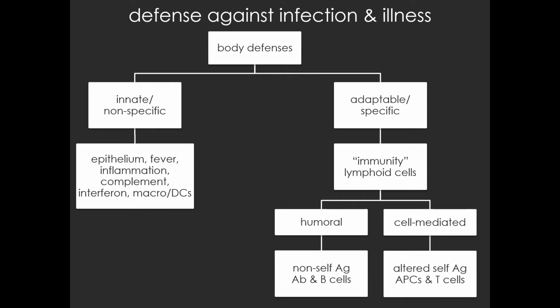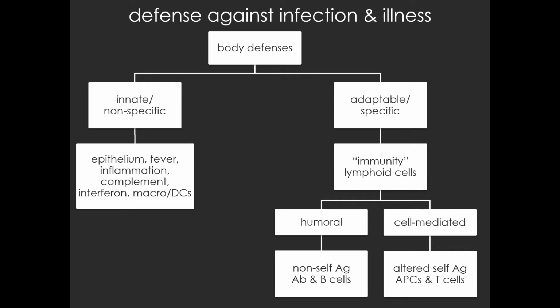So the innate or non-specific defenses were covered in chapter 16, and they include the physical barriers that we talked about, epithelium, normal flora, lysozyme, and other physical components that protect the body from infection. And then we talked about a second line of defenses, which are a lot of times grouped together and called the chemical defenses, and they included fever, inflammation, complement, interferon, and then the phagocytic action of macrophages and dendritic cells.